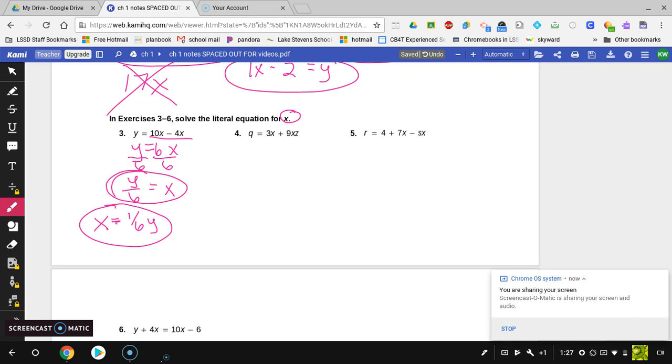Okay, our next one's a little bit harder. As we look at this, our first instinct might be to combine our like terms because they both have x's. However, this has a z on it as well. They are not like terms. You're not going to be able to combine these together because they're not just both x's. This one has an xz on it.